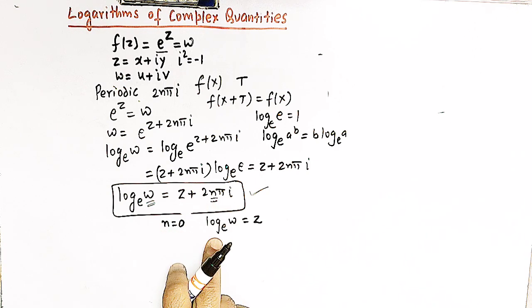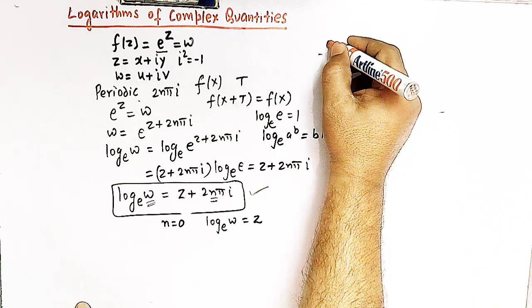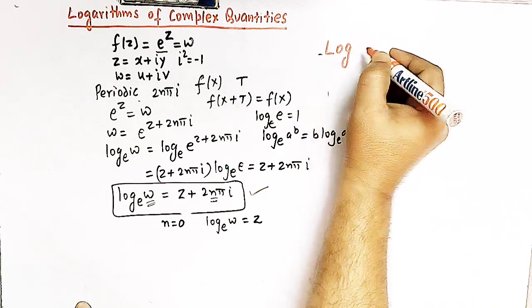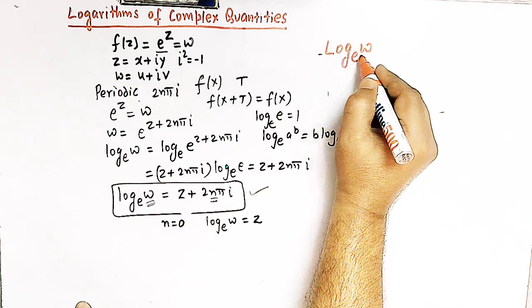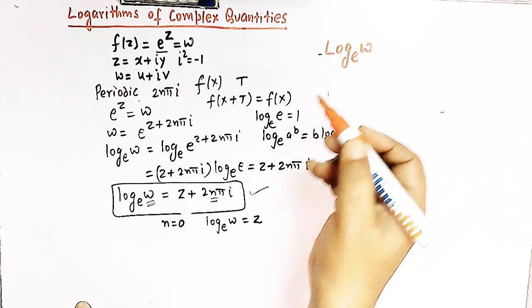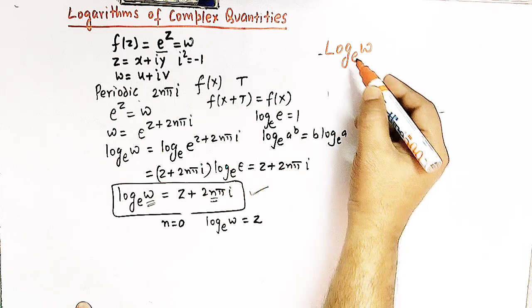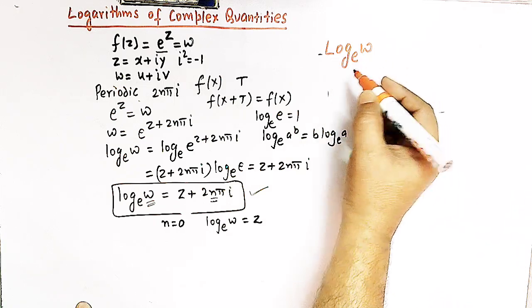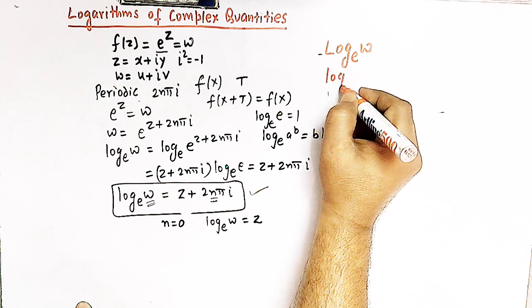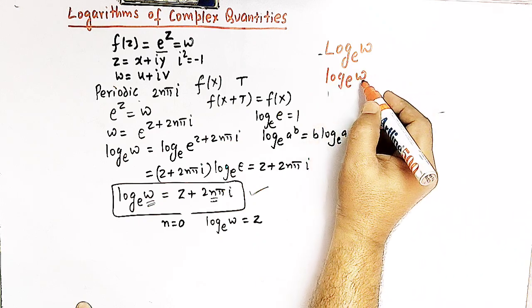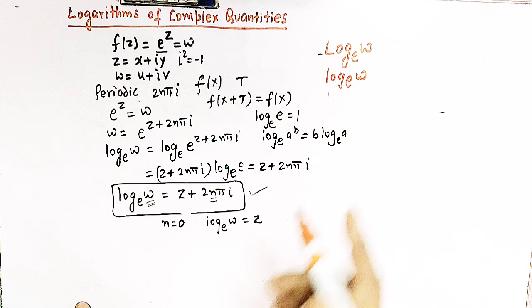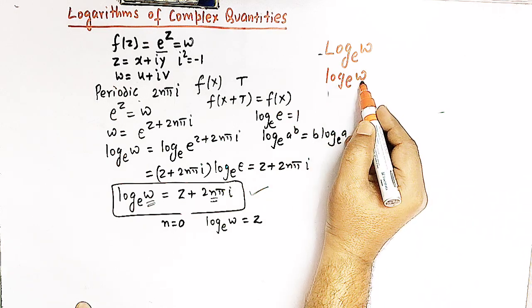The general value of the logarithm of a complex quantity is denoted by the capital L, that is, we write capital L log of w. When we use this notation, it implies that we are taking the general value of the logarithm of w. And when we use the small l, it implies that we are considering the principal value of the logarithm of w.